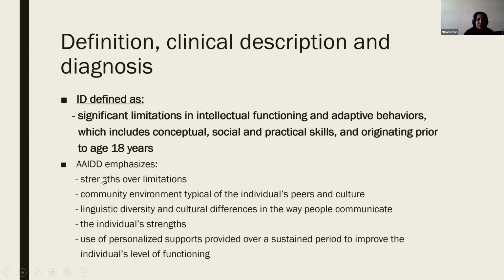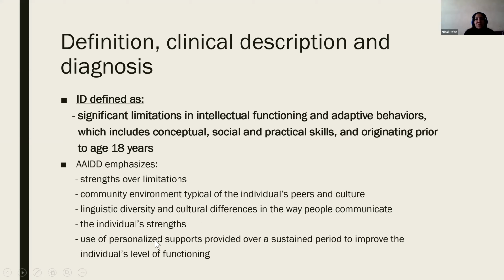The American Association on Intellectual Disabilities emphasizes that you have to look at strengths over limitations. You have to look at the community environment that is typical of the person and their culture. So you have to look at culture in understanding people, linguistic diversity, and cultural differences in the way people communicate, individual strengths, and using personalized supports over a sustained period of time to improve their level of functioning. Things like individual educational plans, IEPs.